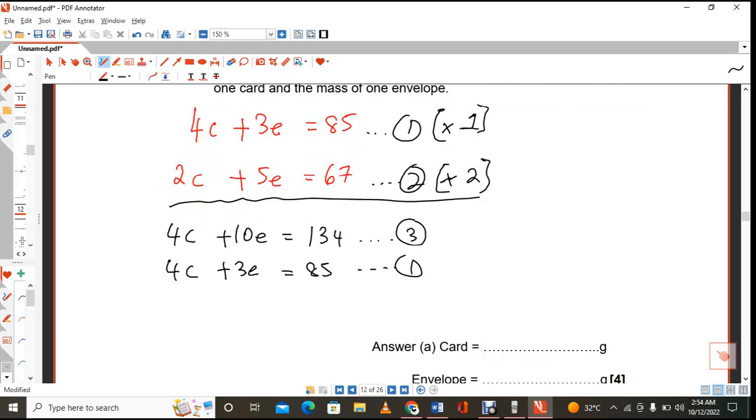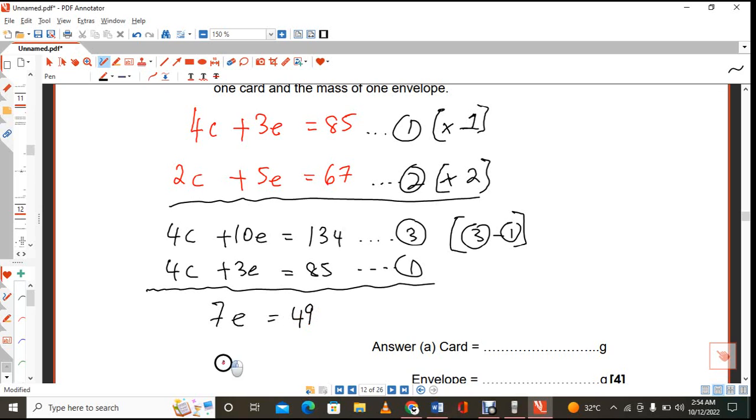Now the coefficients of C are the same, so what you effectively do is subtract equation 3 minus equation 1. That gives you 7E equals 49, and E will be 7. So there are 7 envelopes. The only thing left for you is to find the number of cards, so you go back to any one of your original equations in order to find the cards.